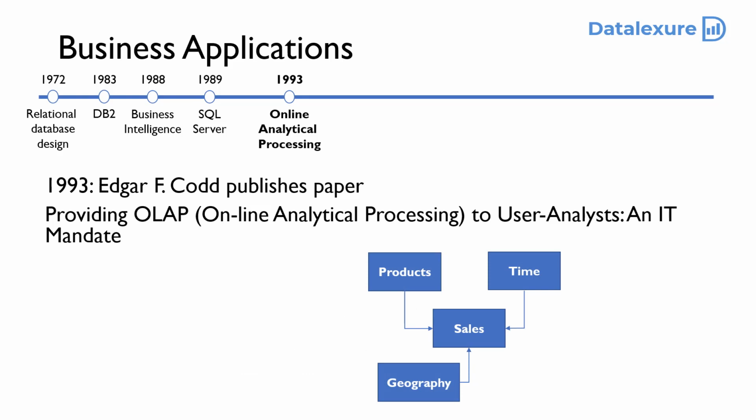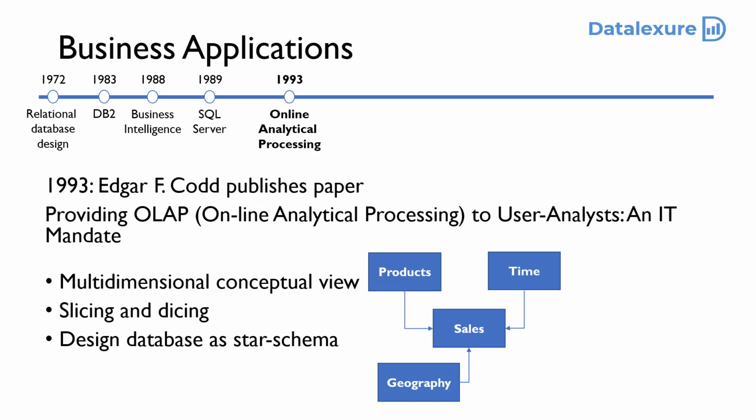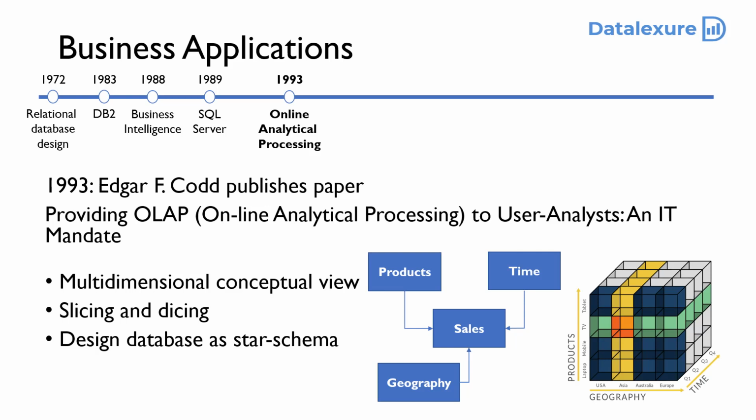Here you can see the sales data in the middle. This is the fact table to be aggregated, and the time, products and geography on the outside as dimensions. Officially it was called multi-dimensional views and made slicing and dicing easy. Often the design is portrayed as cubes, where you can filter or aggregate slices of data. It works the same as a pivot table.